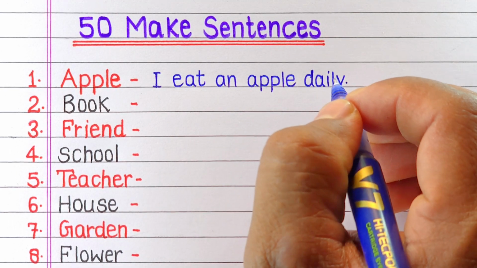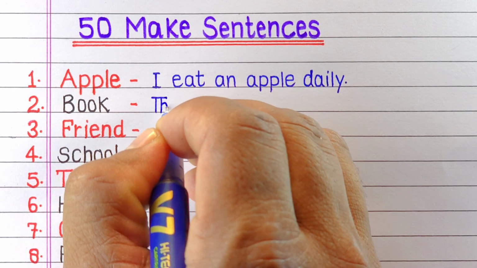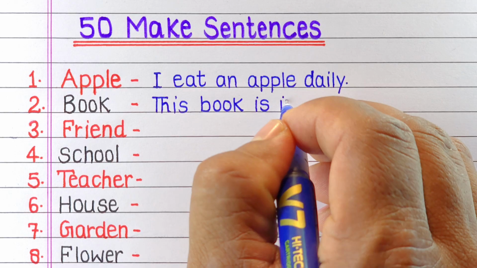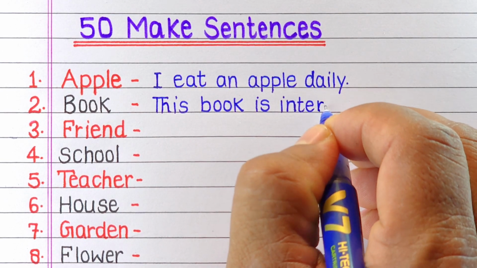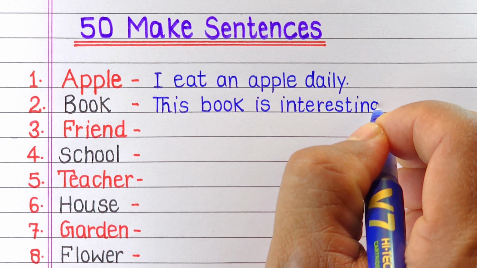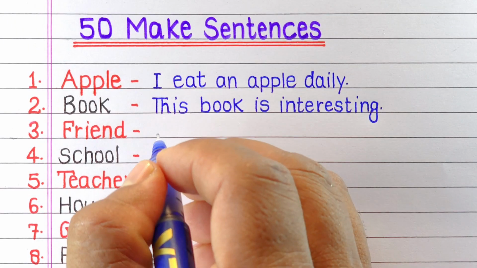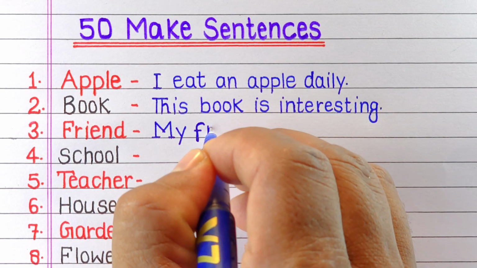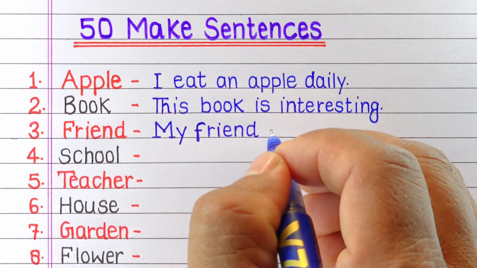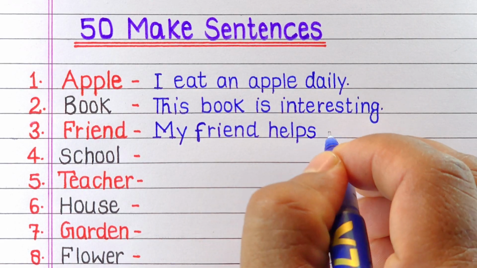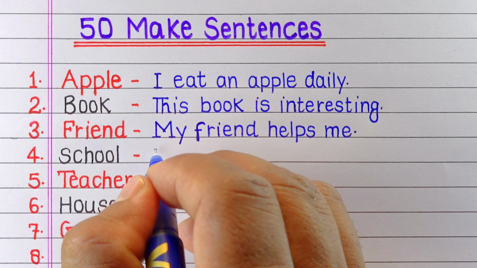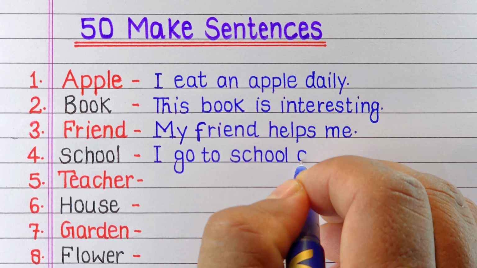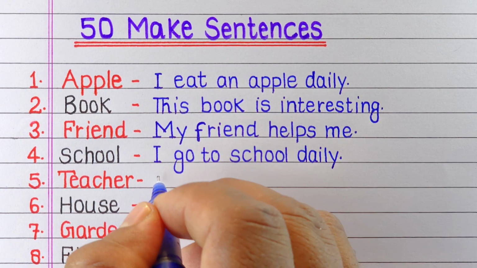1. Apple. I eat an apple daily. 2. Book. This book is interesting. 3. Friend. My friend helps me. 4. School. I go to school daily.